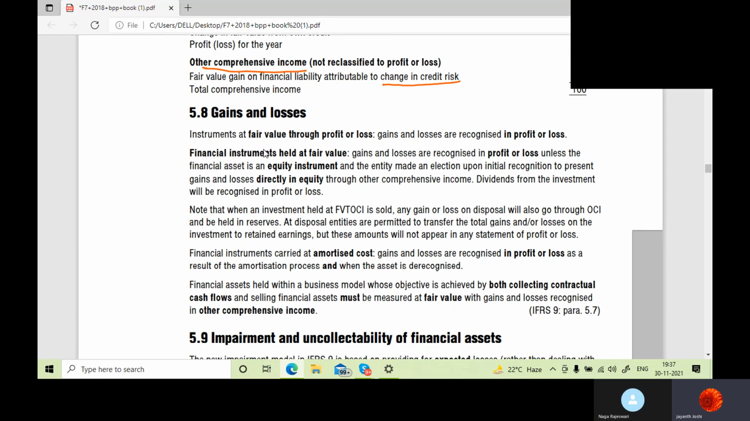So gains and losses on instruments at fair value through profit or loss are recognized in profit or loss.